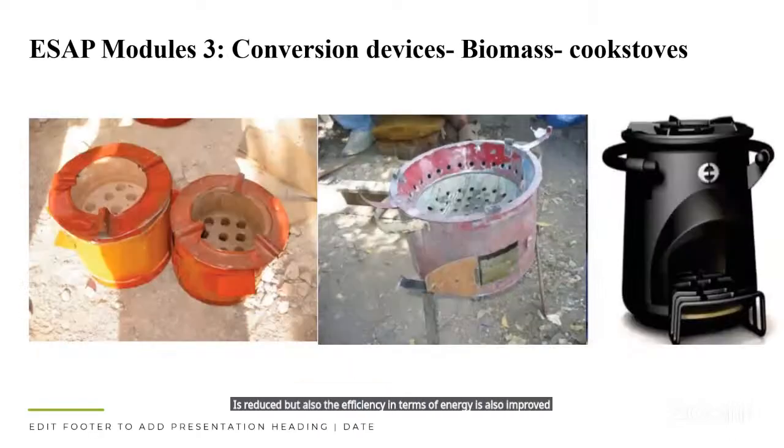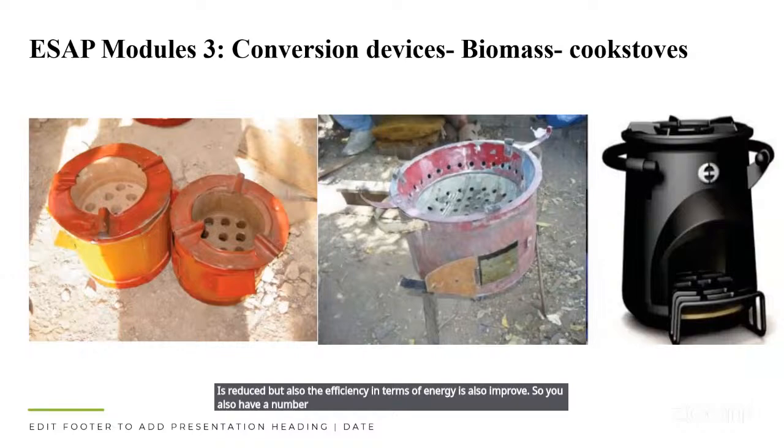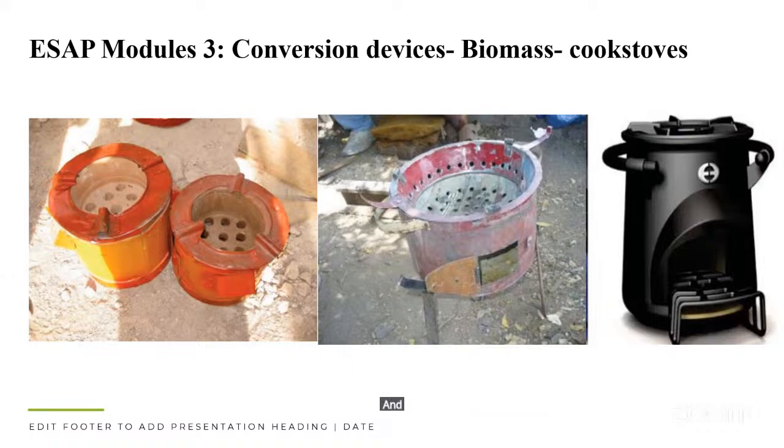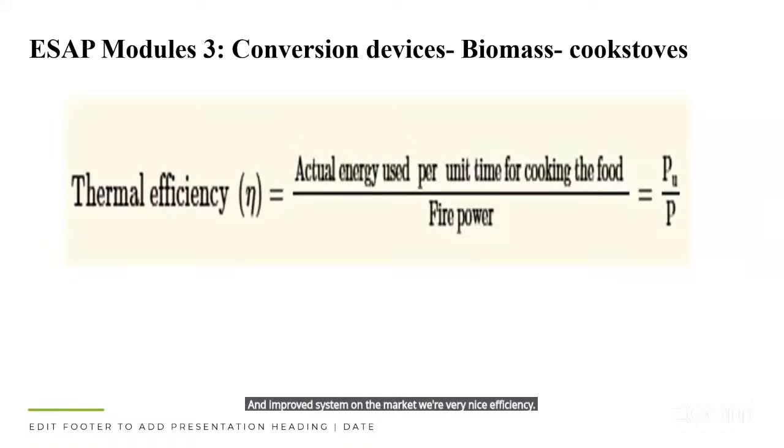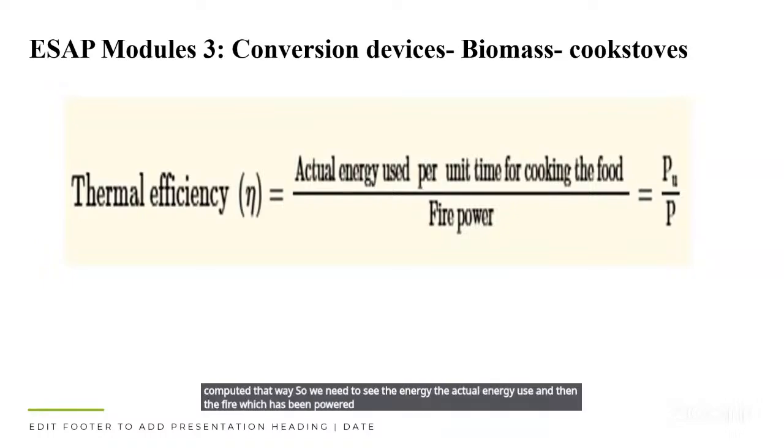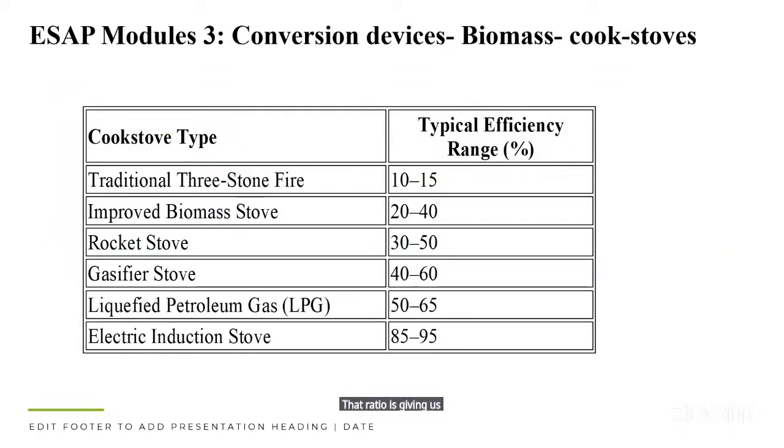So you also have a number of improved ones with clay, and then you have the metallic one, but you also have very improved, very nice systems on the market with very nice efficiency. Basically, for most of them, the thermal efficiency is computed that way. We need to see the actual energy used, and then the fire which has been powered. That ratio gives us the thermal efficiency.